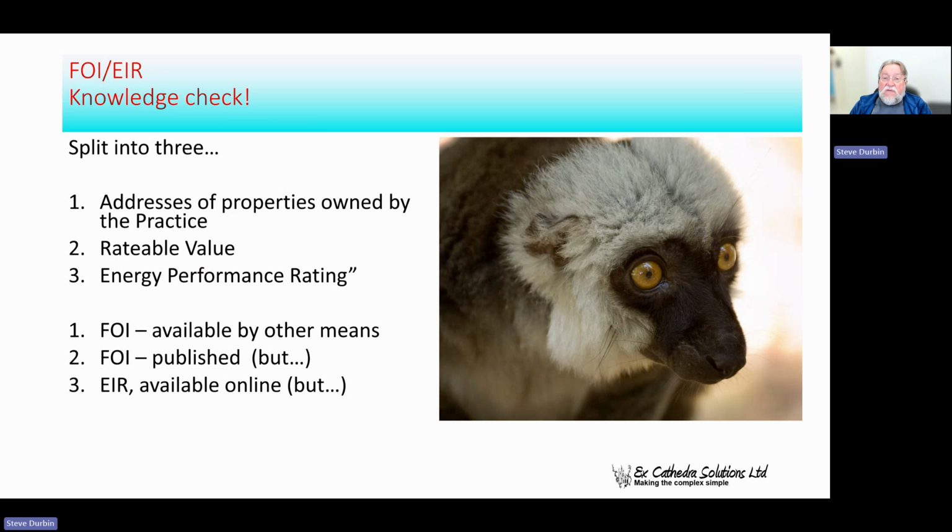The third one, energy performance rating, again is published. There's a Gov.uk site for this. But again, you'd have to signpost people to it. So the answer to all of that would be, we're not providing this, go elsewhere. But we'd have to answer the FOI and EIR request. We cannot just ignore them.